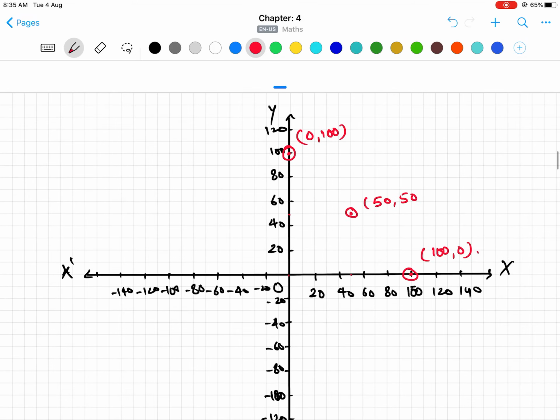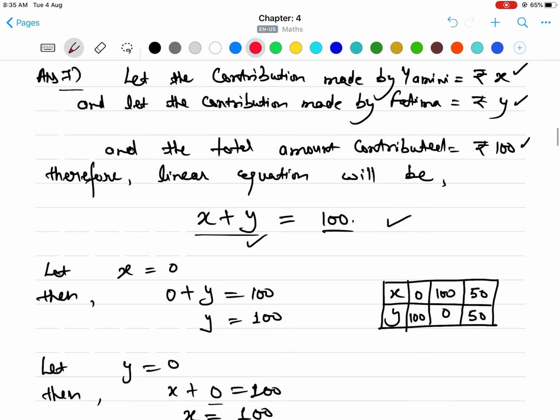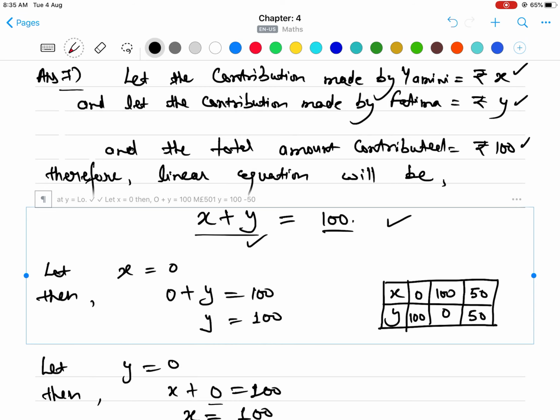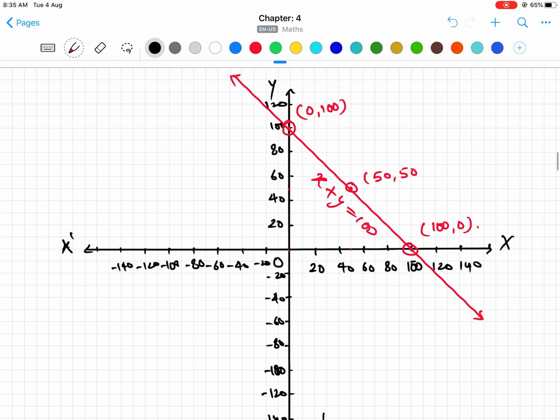Now what we have to do is join these points with the scale, like this, and we'll put arrows on both ends to represent that this line is continuous in both directions, and we'll write the equation of the graph over it. So that's the solution of question number 7. We first represented the data as an equation in two variables, then we found its three solutions, and we represented those solutions on the graph paper.